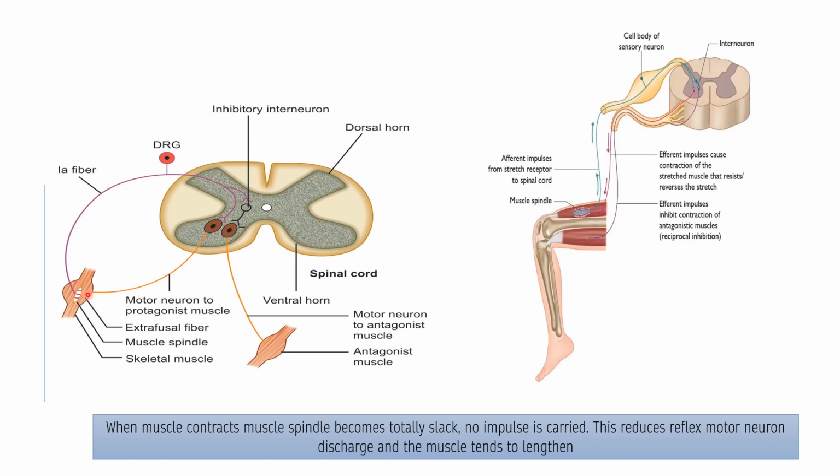Now here one point is important. When the muscle contracts, when the two ends of the muscle come nearer or closer, the muscle spindle becomes totally slack or relaxed. So no impulse will be carried by it. It reduces the reflex motor neuron discharge and the muscle tends to lengthen. So this also acts as a negative feedback mechanism. When a muscle is stretched, contraction happens. This contraction will cause the relaxation of the muscle spindle. So there will be no further stimulation of the muscle spindle and the muscle will lengthen.